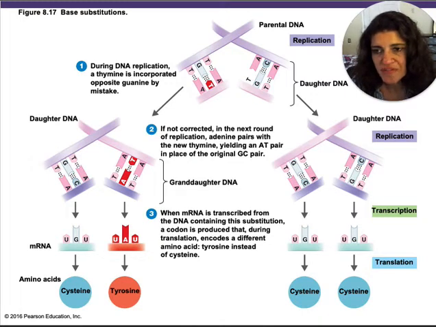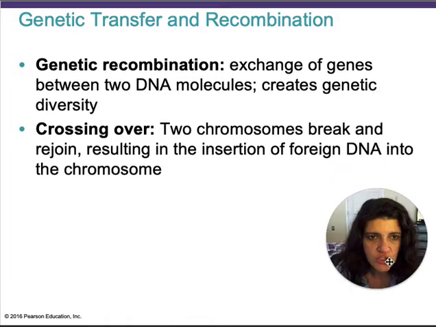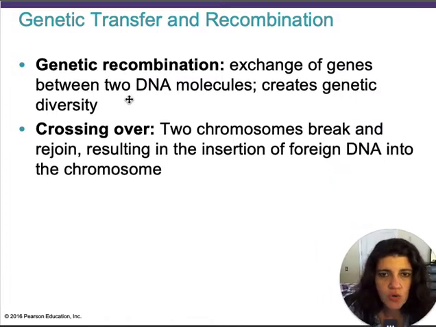Now we have two different types of gene transfer that are not mutations. They're called genetic transfer. So genetic recombination is the fact that you exchange genes between two molecules of DNA, and that creates diversity. Do we as humans do this? We totally do this, right? How do we do this? By crossing over. What's crossing over?